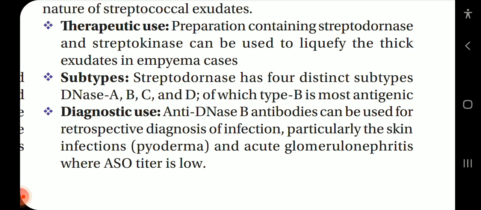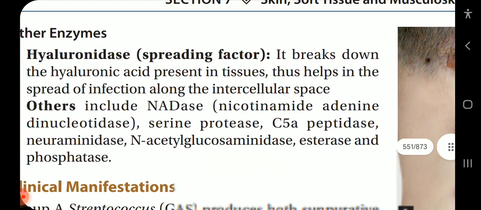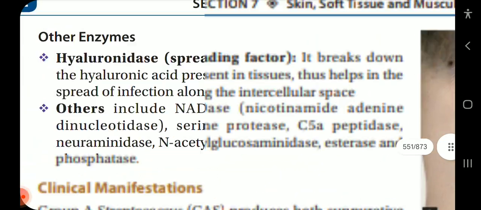Subtypes. Streptodornase has four distinct subtypes, DNase A, B, C, and D, of which type B is the most antigenic. Diagnostic use: anti-DNase B antibodies can be used for retrospective diagnosis of infection, particularly the skin infection pyoderma, and acute glomerulonephritis where ASO titer is low.